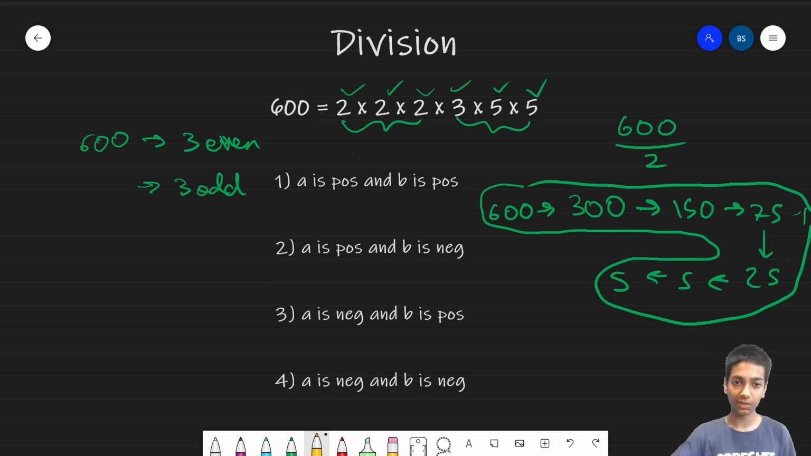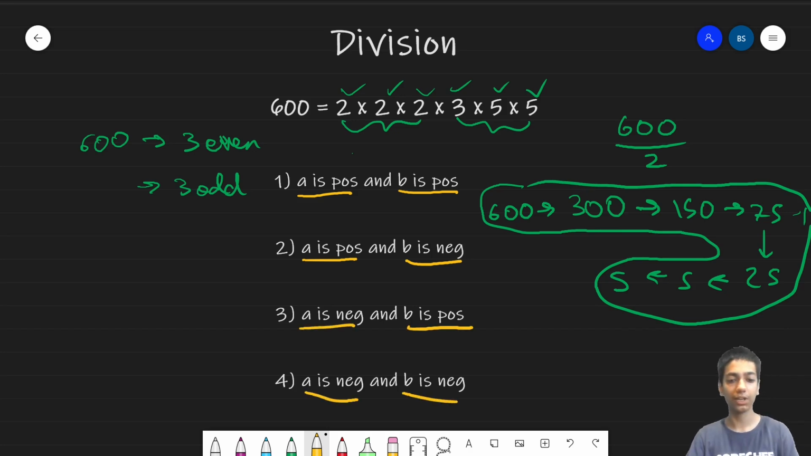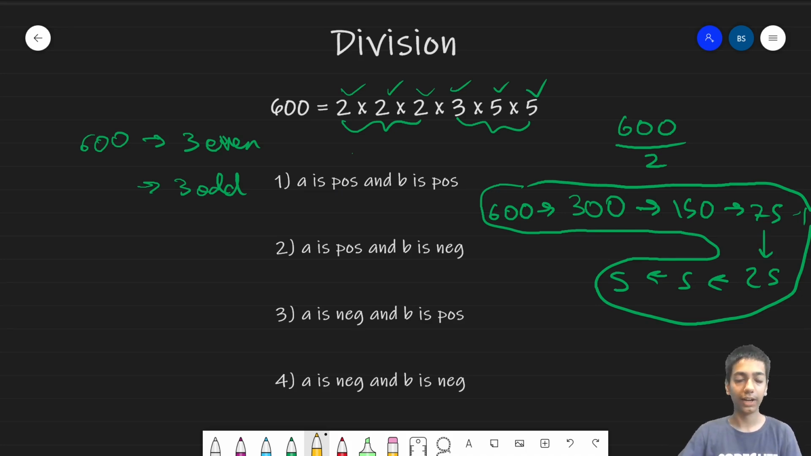So here comes the casework. This problem is a casework problem. That is, you have to build 4 different cases: A is positive and B is positive, A is positive and B is negative, A is negative and B is positive, A is negative and B is negative. So these are all the 4 possible cases. And in positive, I also include 0, right?